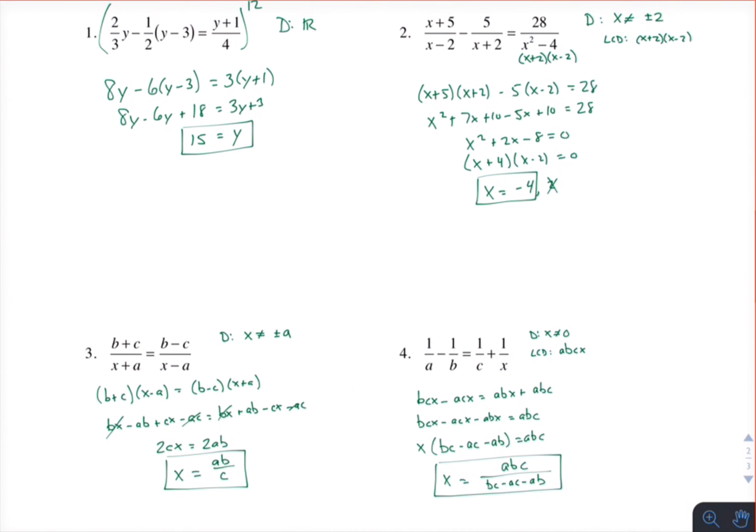So those are 4 examples. Remember that the second one is technically not a linear equation, but something that we were able to solve anyway.